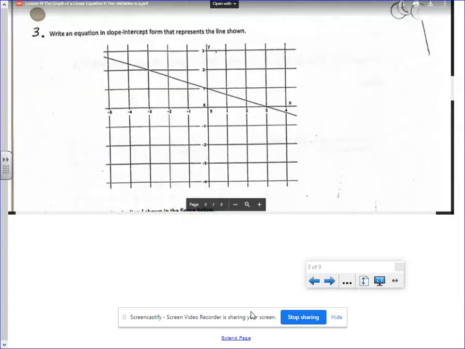All right, number 3, write an equation in slope-intercept form that represents the line shown. And remember, slope-intercept form is y equals mx plus b. So what we've got to do is look at the line that they gave us. We want to start by finding our little tiny y, which was right there. We follow that y until we see where the line crosses, which I found right here. What number did that cross at? So that means b equals 1.